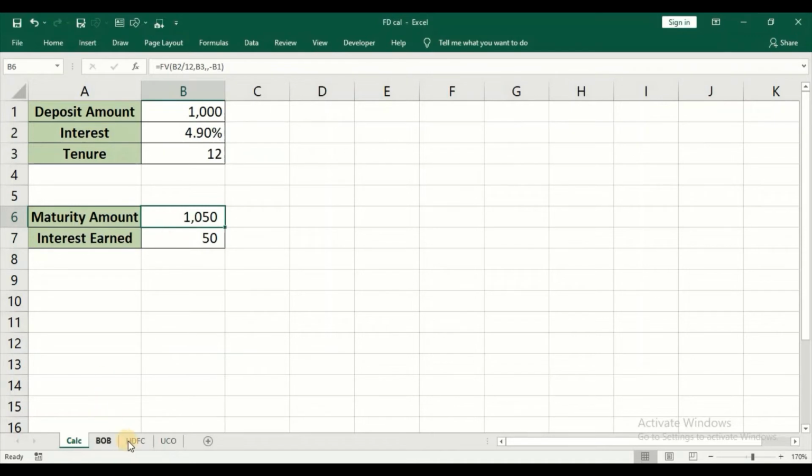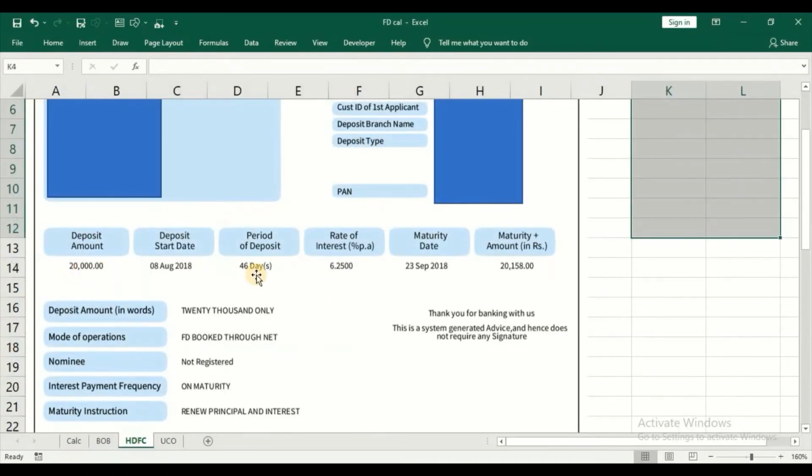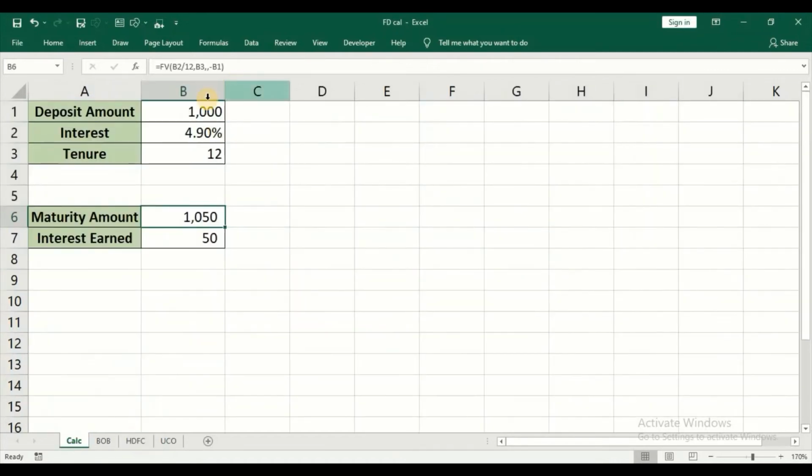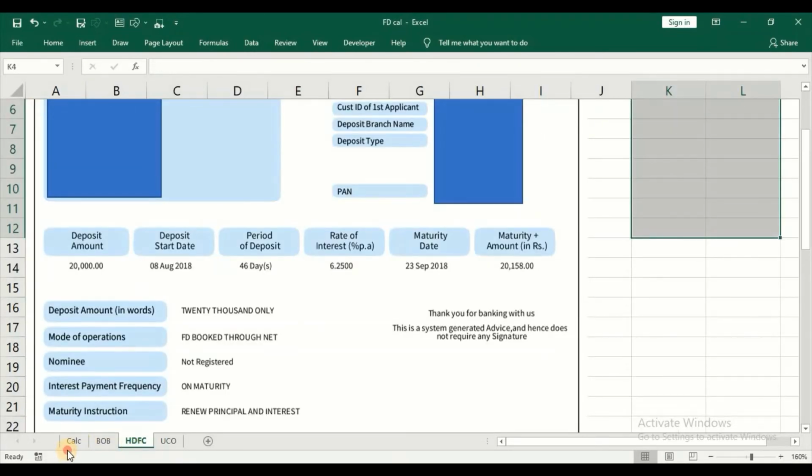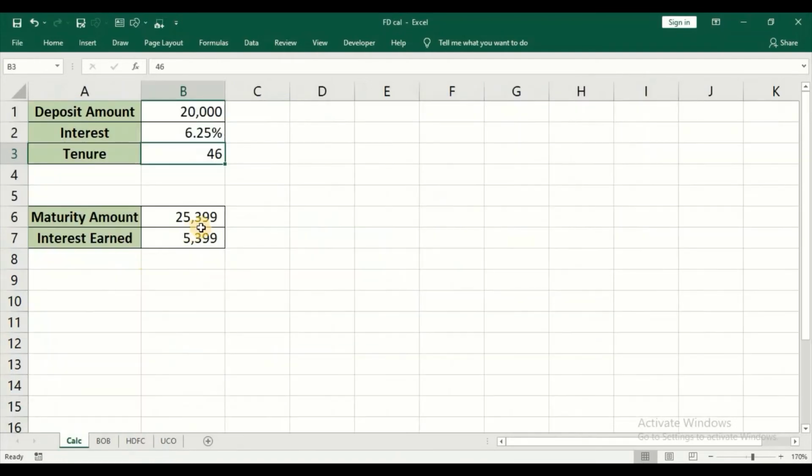So quickly I'll take the values of HDFC Bank that I have in my deposit. It's 20,000, 46 days and 6.25%. So the deposit amount is 20,000 and this is 46 days and the interest is 6.25%. So hope I'm not wrong. I'll just cross check. Yes, perfect. So now we'll put the formula for the maturity amount.